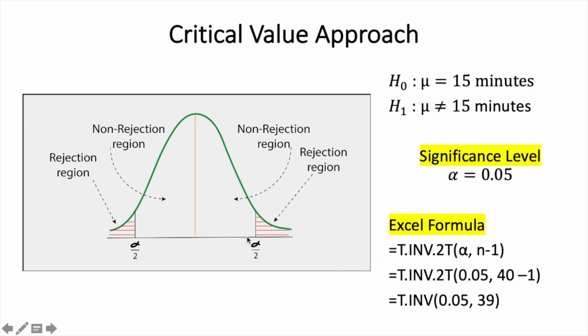So we need to find the critical values here. Yeah, so we can use this Excel formula, t.inv.2t, because it's two-tailed. We already know the significance level and the degrees of freedom. So we have 0.05. The degree of freedom is 40 minus 1. So let's put this in the Excel formula and find the critical value.